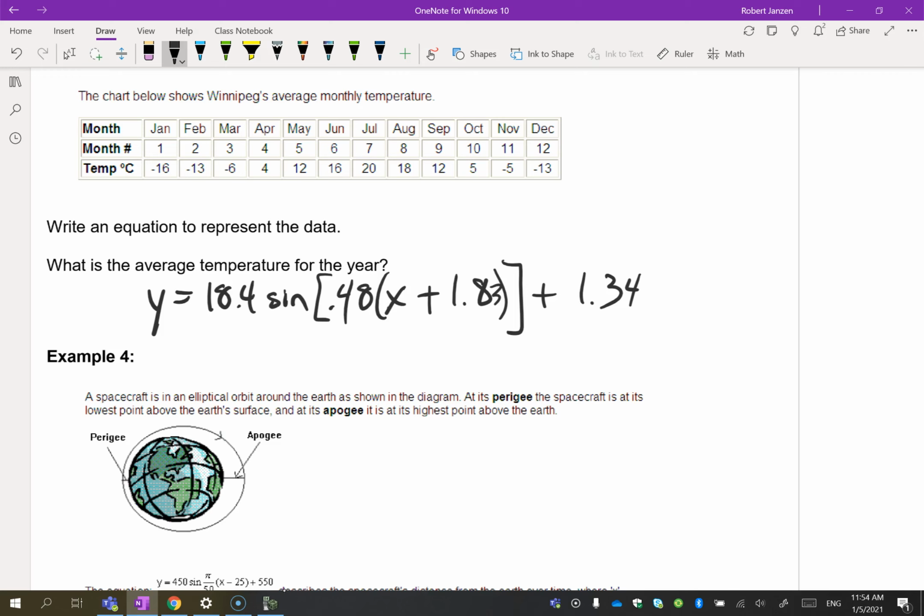And then it says, what is the average temperature for the year? Well, how do you find the average? Okay, well, there's a couple of ways we could do this. If you think back to, I don't even know what grade that would be, grade 7, you could take these temperatures, add them up, and divide by 12. That would be one way. But let's think about what we're dealing with here. We're dealing with a sinusoidal graph. We know that the midline is 1.34. So it's going up and down from there. The average temperature is 1.34. Okay?